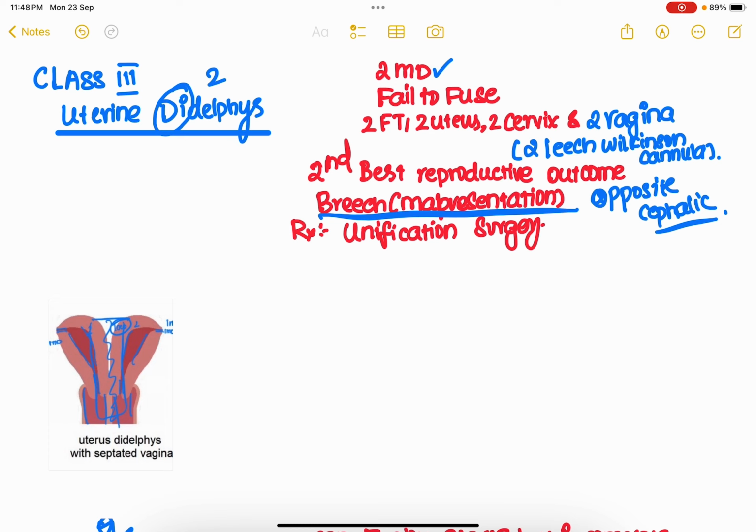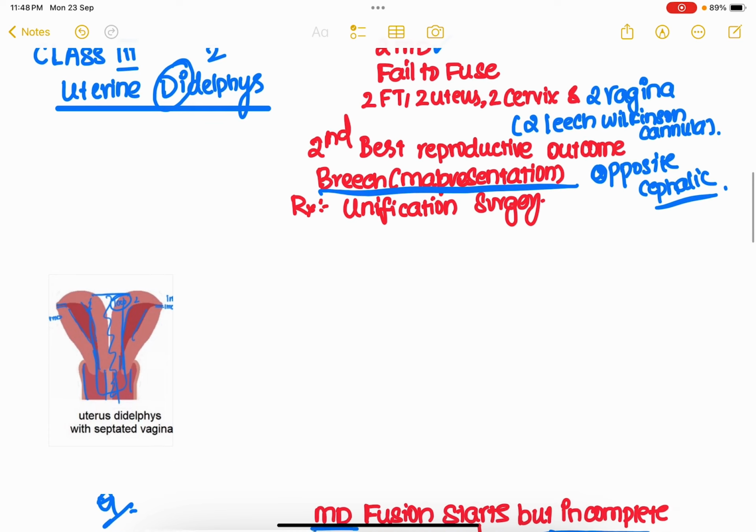Is that clear? Okay. So in uterine didelphys, the problem is with the fusion. So since the problem is with the fusion of the 2 Mullerian ducts, the treatment is going to be fusion. You have to do unification surgery, where you're going to convert these 2 separate Mullerian ducts into a single uterine cavity. You have to convert these 2 fallopian tubes, 2 uterine cavities, 2 cervices, and 2 upper parts of the vagina into a single structure, which consists of 2 fallopian tubes, 1 single uterine cavity, 1 cervix, and 1 vagina. So the treatment of uterine didelphys is unification surgery.